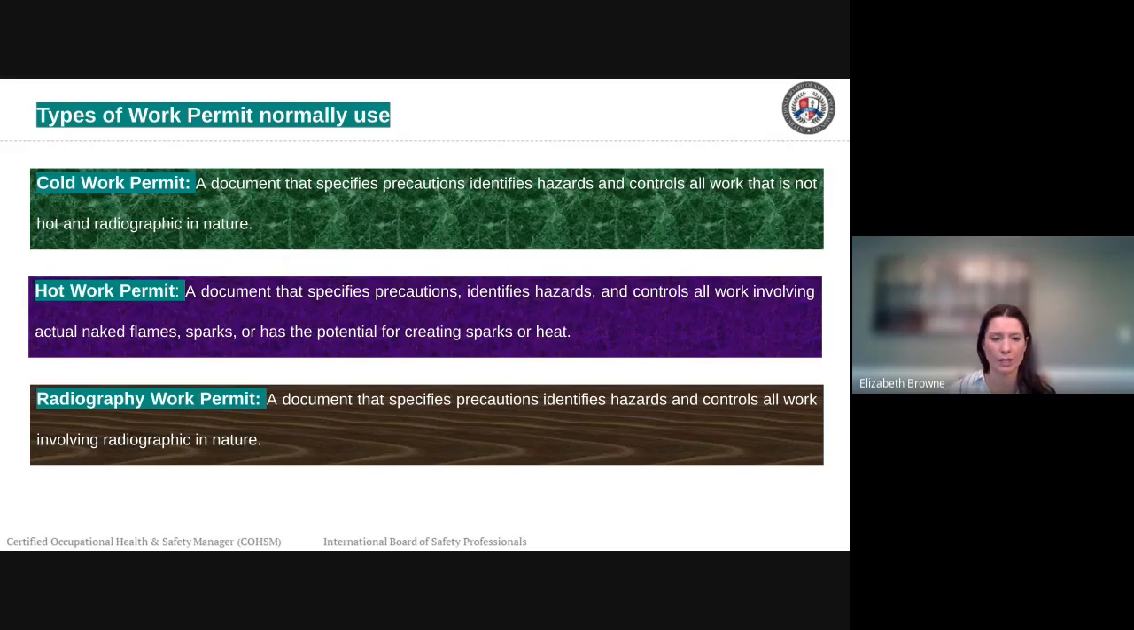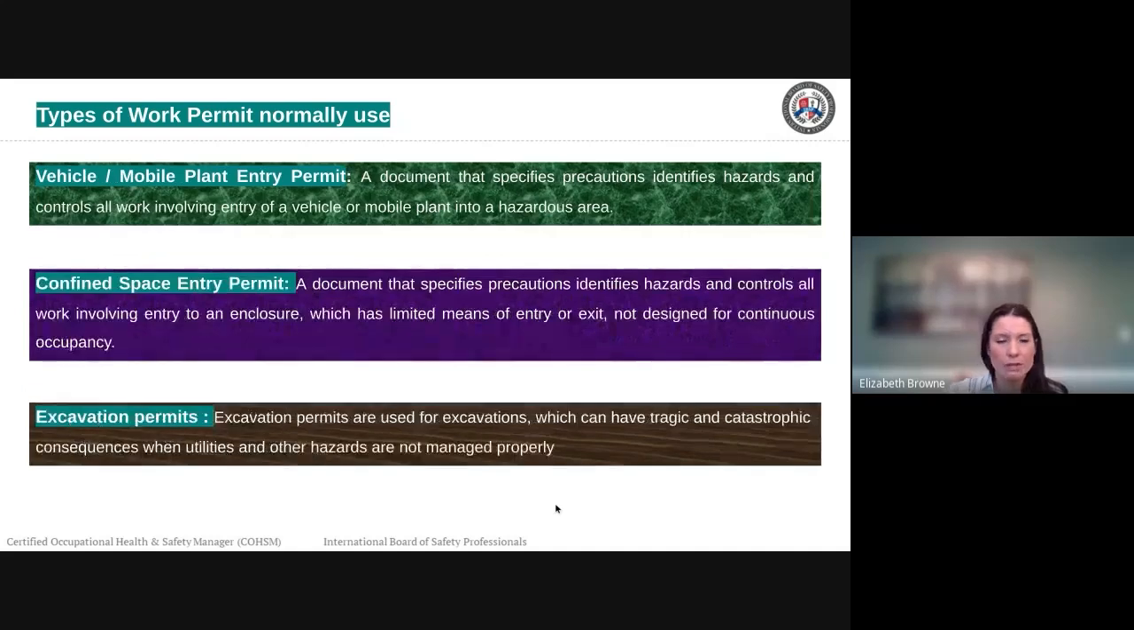And then we also have radiography work permits that prescribe specific precautions and identify hazards and controls for all work involving radiographic work. We can also have a vehicle or mobile equipment plant entry permit that specifies precautions and identifies hazards and controls with any work involving entry of a vehicle into a hazardous area in the plant.